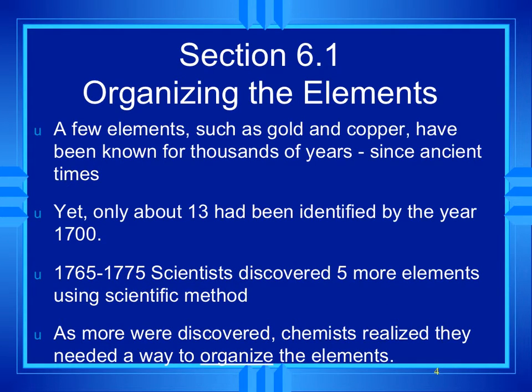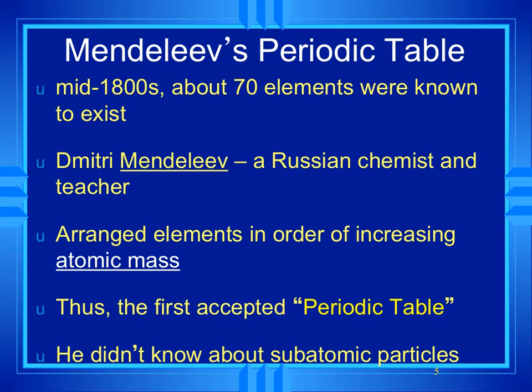In early human history, we only knew about a few elements, particularly gold and copper. By the year 1700, we had discovered about 13 different elements, but as our science kept getting better, we were able to discover more and more elements. As we discovered more elements, we needed a way to organize them or to be able to reference them. Over the years, many different people tried to organize these elements into different tables. It wasn't until Mendeleev came along in the mid-1800s.